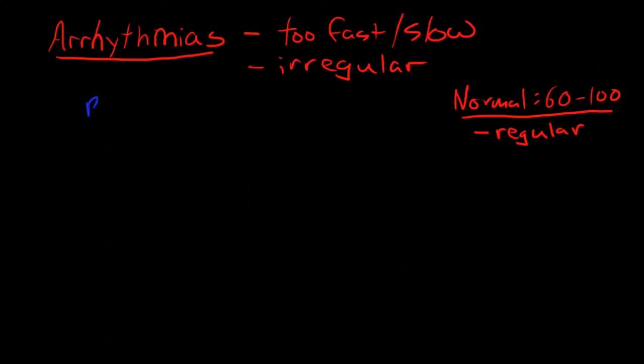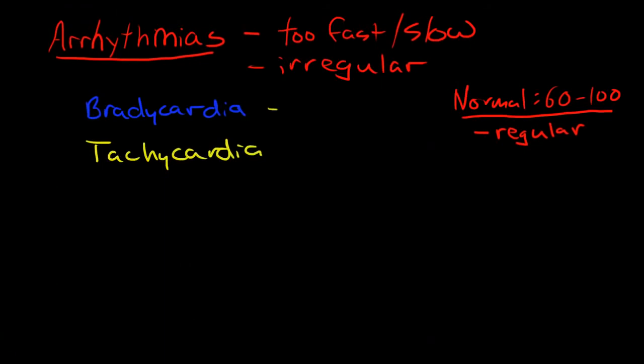Okay, so there are two basic types. There are rhythms that are too slow, bradycardia or bradyarrhythmias, and tachycardia. Okay, so we're going to talk about bradycardia first. So, bradycardia. Let's stick with the blue color here.